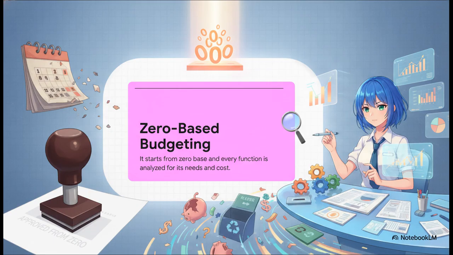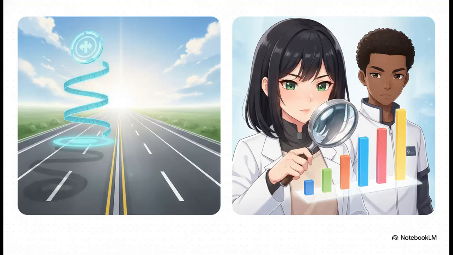Instead of just bumping up last year's numbers, it forces every single department to justify their very existence and their costs from zero. So it's this highly analytical, project-oriented method that basically ensures no money is wasted on outdated legacy programs. Pretty smart, right? We also started shifting from just tracking the money to tracking actual reality.